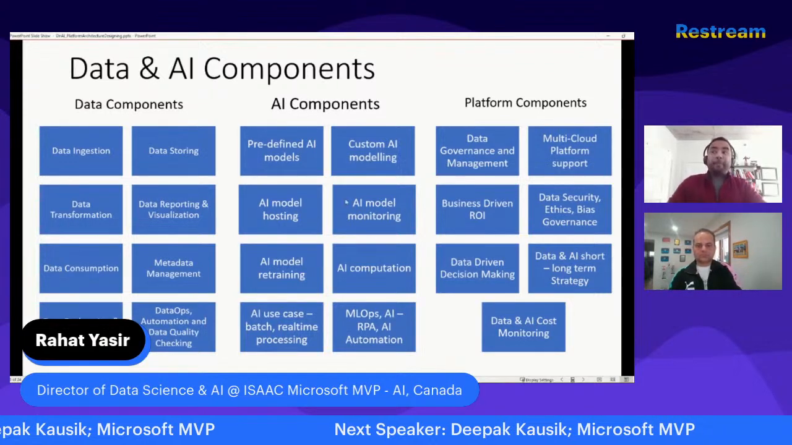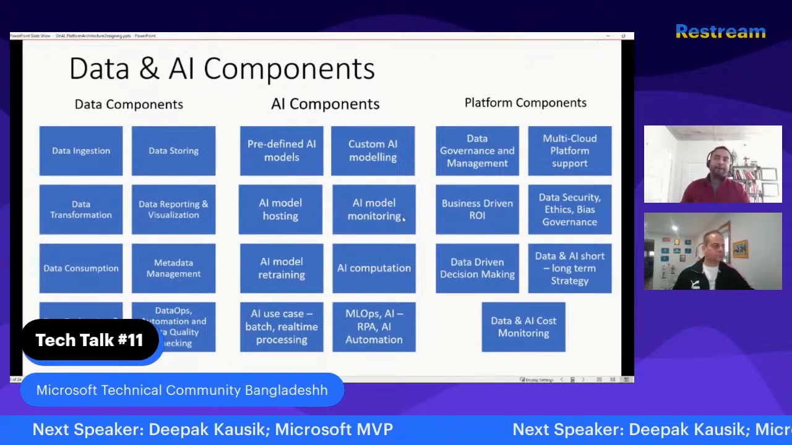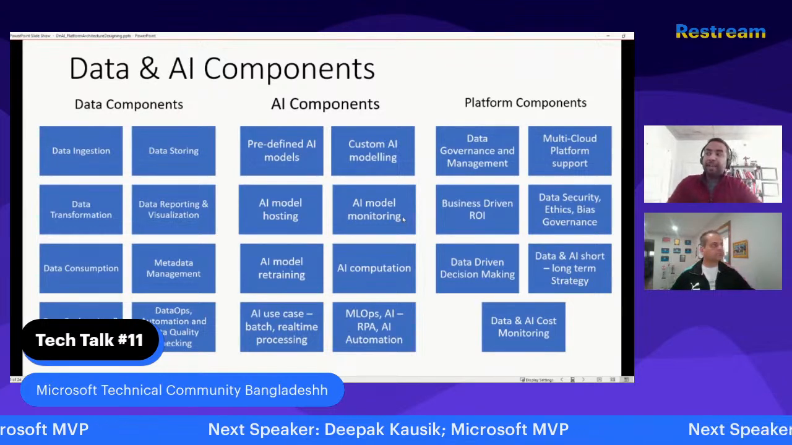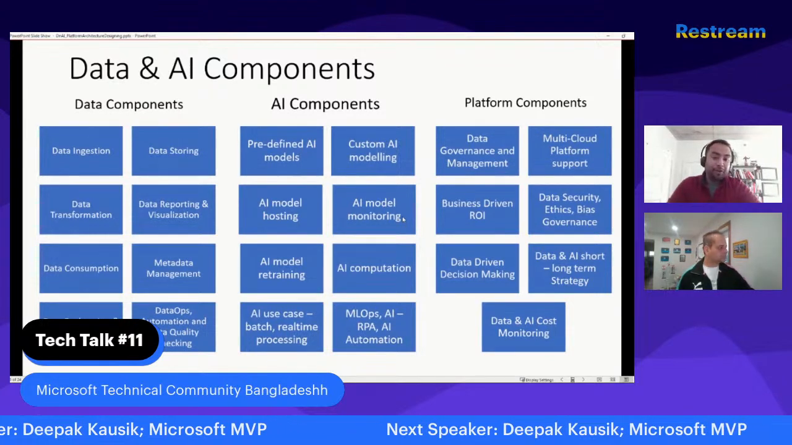And then AI model monitoring, that's another important part, because just having a model and deploying a model is not everything. You also need to monitor this model. Do we need to retrain? Is the model giving good results? How many pods do you need to host?